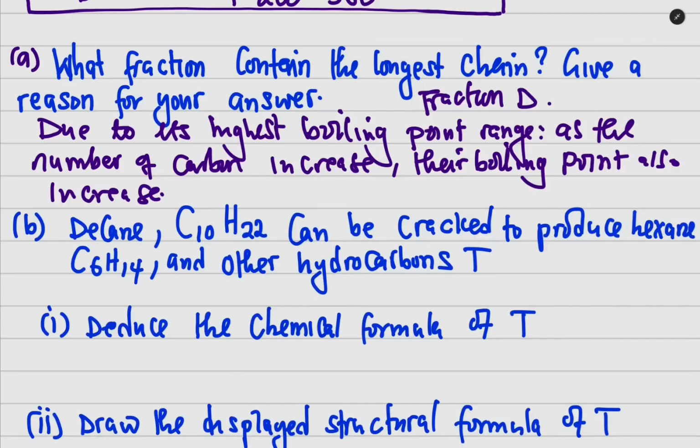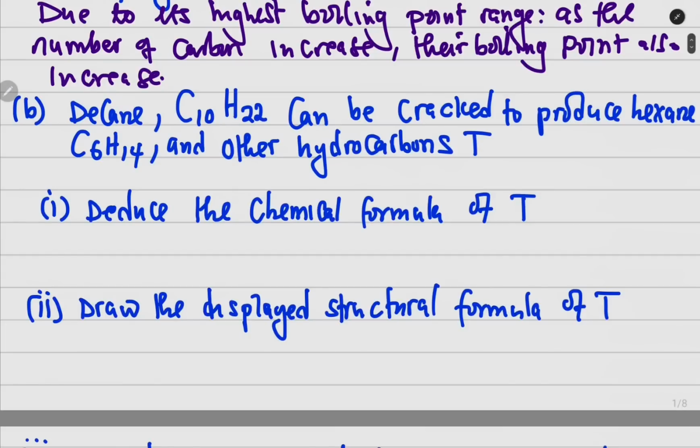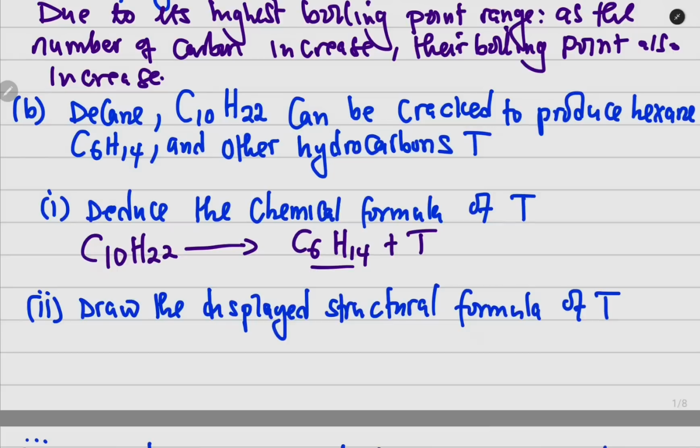One thing you should know is that when a compound is cracked, in this case C10H22, here we are given that it breaks into hexane plus T. Now, we need to account for the number of carbons and hydrogens. When it is cracked, it just splits into two, T and the hexane that we are given. This one has 10 carbon, this one has 6 carbon. So which means the remainder of carbon here is C4.